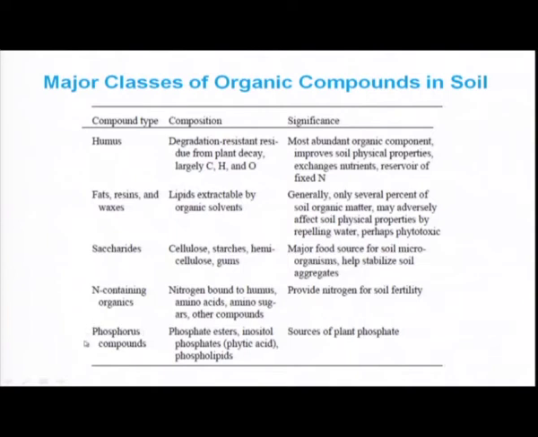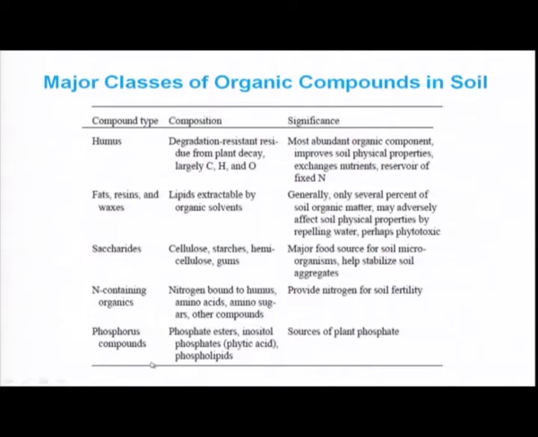The other aspect is phosphorus, because along with nitrogen, phosphorus always goes together, and it is very important for the production of agricultural crops. So, phosphorus compounds present in soil organics are also very important, and these usually are present as phosphate esters and phosphates like phytic acid and phospholipids. Again these are all sources of plant phosphate, which is one of the important nutrients along with nitrogen.